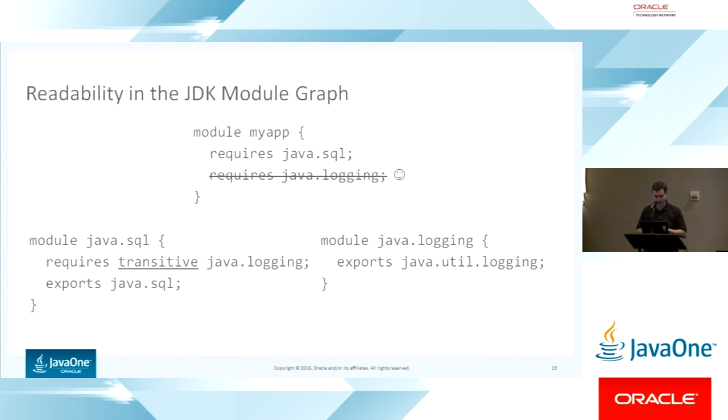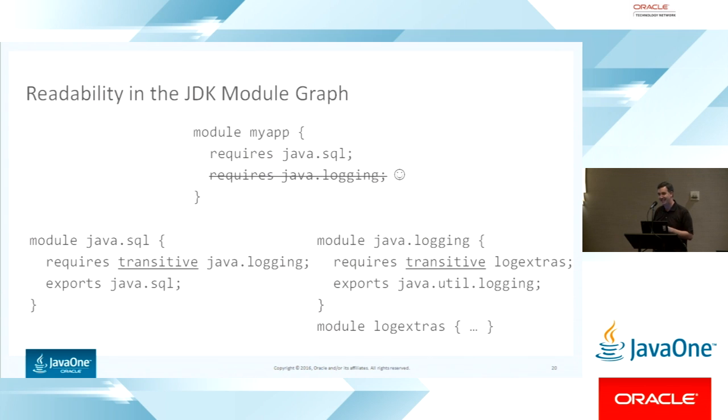Look at the Java SQL module. It now says requires transitive java.logging. The word transitive here means that anyone who reads the Java SQL module also reads the Java logging module for free. The MyApp module no longer has to bother with requires Java logging because it reads Java logging thanks to reading Java SQL. Happy face. This is called implied readability, and it's very powerful.